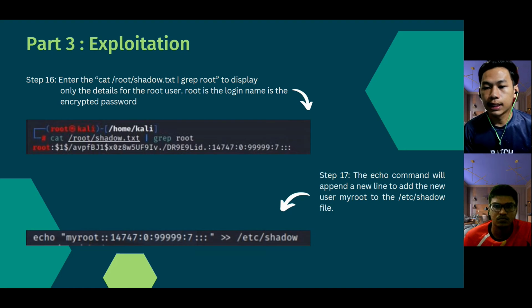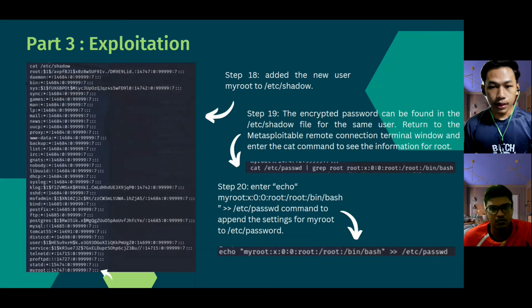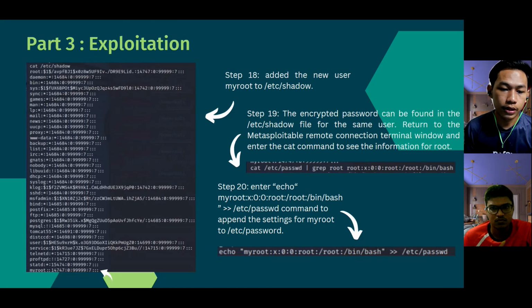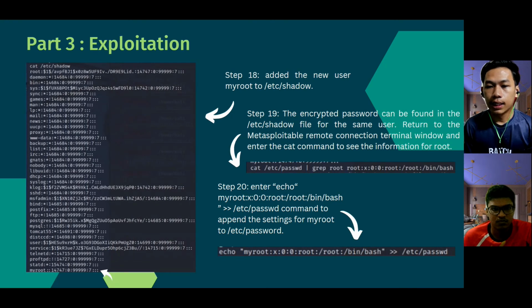And step 17 is the echo command, which will append a new line to add the new user myroot to the /etc/shadow file. And for step 18, add the new user myroot to /etc/shadow. So at the last line, we insert the myroot content, which is myroot:: 14747:0:99999:7.